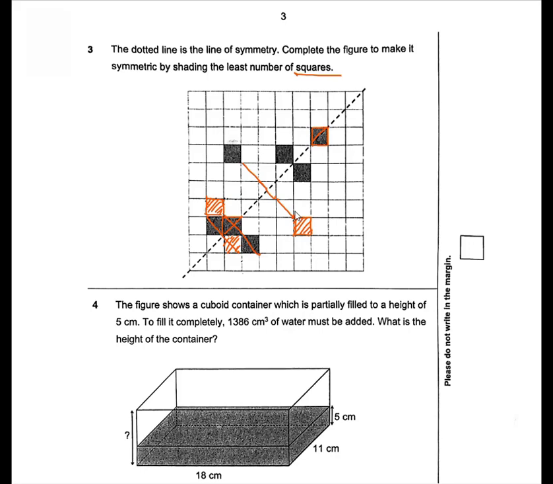Yes, of course I can do more. Like for example, take here, if I shade this piece and this piece, that also makes it symmetrical. But it's about the least number of squares, so I don't have to add this to my answer here. Let me not add this here. So only 1, 2, 3. By just making this, I have made this figure symmetrical.